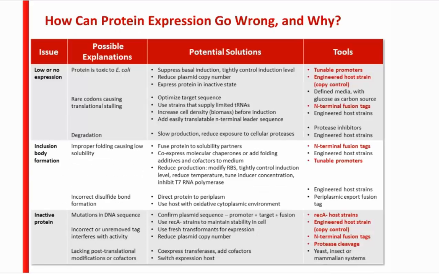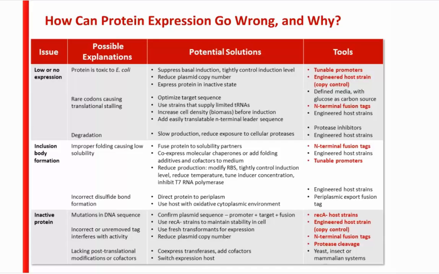How can protein expression really go wrong, and why? So we have isolated the issue down to 3 major categories: low or no expression, inclusion body formation, inactive protein. So some of the possible explanations then for low or no expression is it's toxic, or you have rare codons or degradation. That's why you don't see any expression or very low expression. And based on our last webinar, we've identified the low or no expression as being the most problematic. And so we're going to focus mainly on this issue.